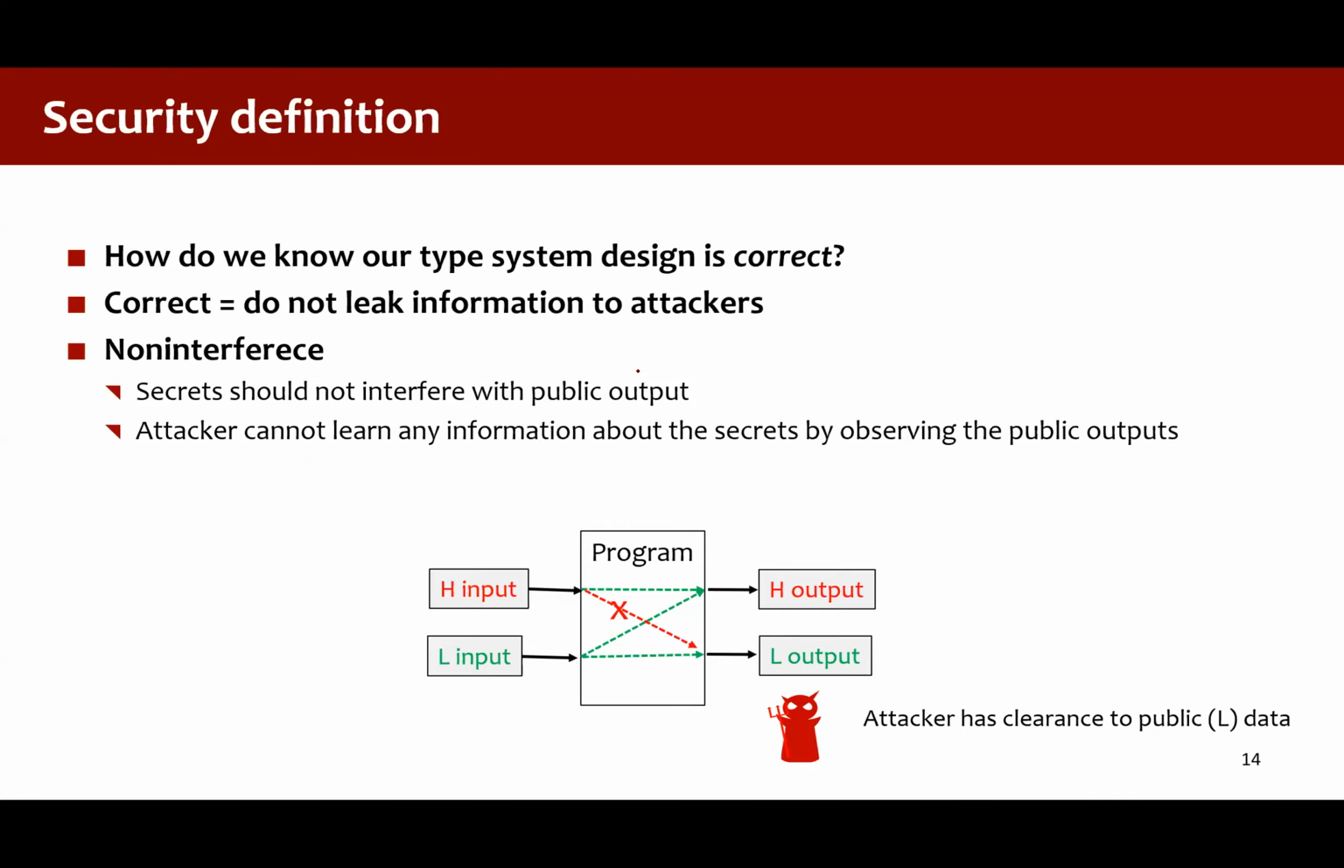So let me see how much time. I'm going a bit faster. This set of properties are typically defined in terms of some form of non-interference properties. There are subtle differences between different statements of non-interference. They're all called non-interference, but the statements are actually different. Some are weaker than others. At the high level, what we're trying to say is that secret should not interfere with public output, or the attacker cannot learn any information about the secret by only observing the public outputs. Here we're already assuming that the attacker is someone who has clearance to see the public data in this particular example.